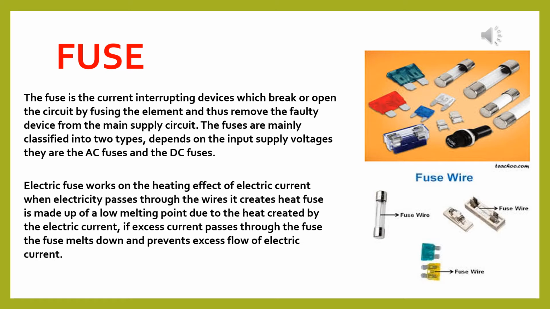An electric fuse works on the heating effect of electric current. When electricity passes through the wires, it creates heat. A fuse is made of a material with a low melting point due to the heat created by the electric current. If excess current passes, the fuse melts down and prevents excess flow of electric current. So there are some pictures of various types of fuses, and this is the structure of a fuse in the next diagram.